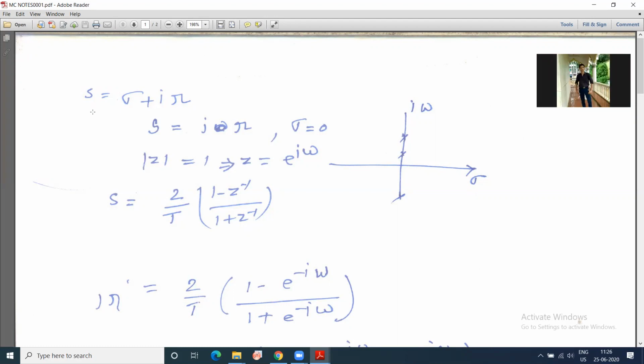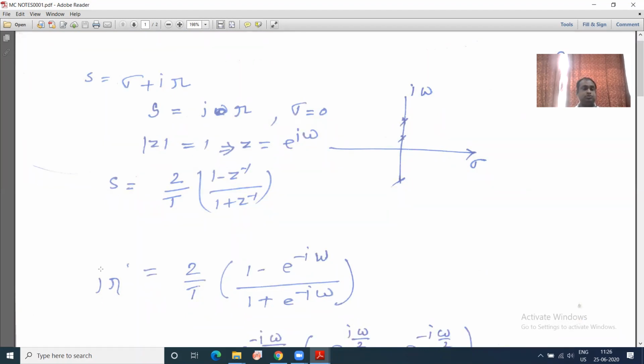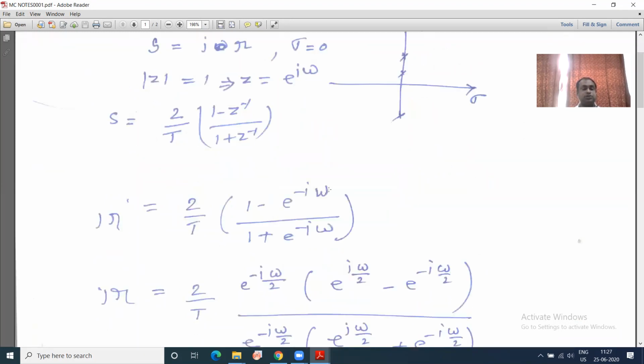Now, corresponding to sigma equal to 0, s equal to j omega and z equal to e power j omega. Again we have seen that s equal to 2 by T times 1 minus z inverse over 1 plus z inverse, already we have derived. This is the relation of s to z mapping using bilinear transformation. Now, if I substitute s equal to j omega, then j omega equal to 2 by T times 1 minus z inverse over 1 plus z inverse. Z inverse means e power minus j omega. I am writing e power minus j omega.